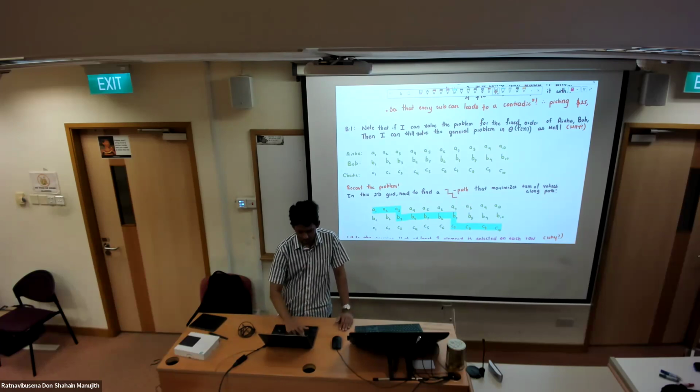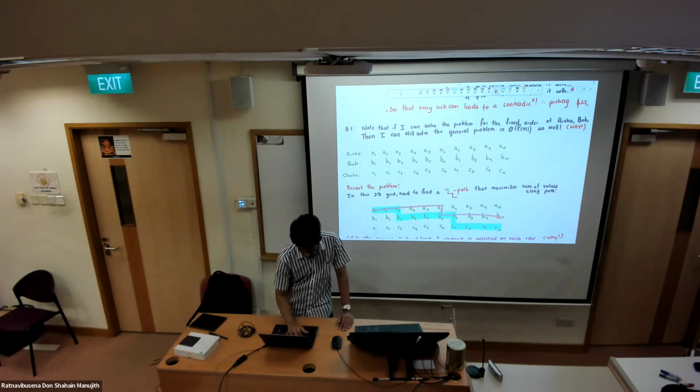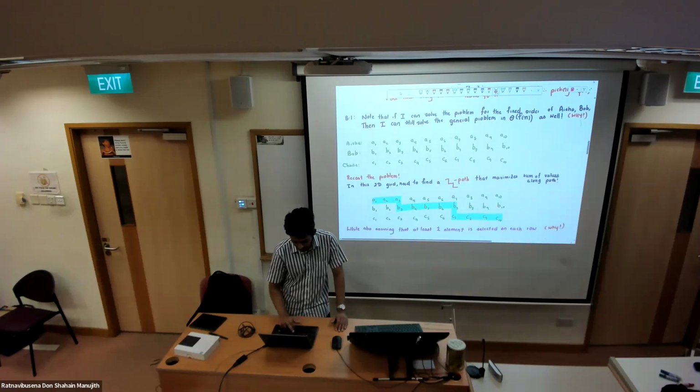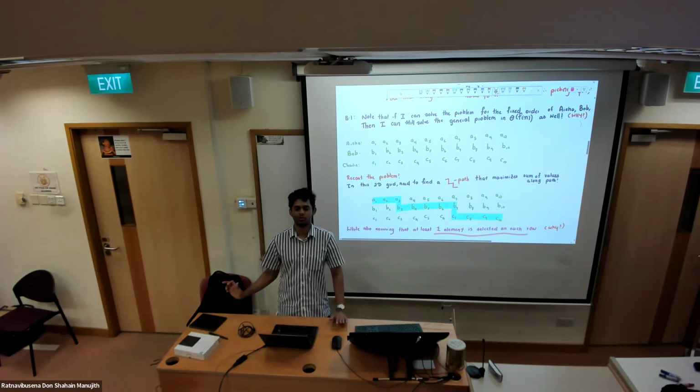So we are given a 2D grid, right? And then we want to find a maximal staircase path from the start to finish. So it can be like this, or it can be like that. Or it can also be like so. But there are some restrictions to this staircase path. We want to ensure that at least one element is selected in each row.